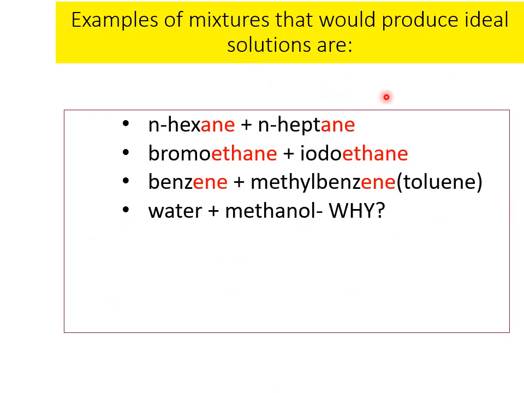So examples of mixtures that will produce ideal solutions, the ones that follow Raoult's law, are for example n-hexane and n-heptane. Both have alkane groups, the hexane group or heptane group with n. And then bromoethane and iodoethane. This is the ethane group as well, with the functional groups bromo and iodo. And then benzene and methylbenzene. Methylbenzene is like toluene, so they have the 6-membered rings and also CH3 at the tail.